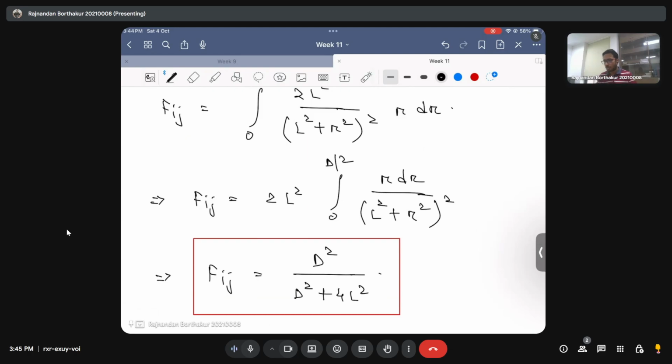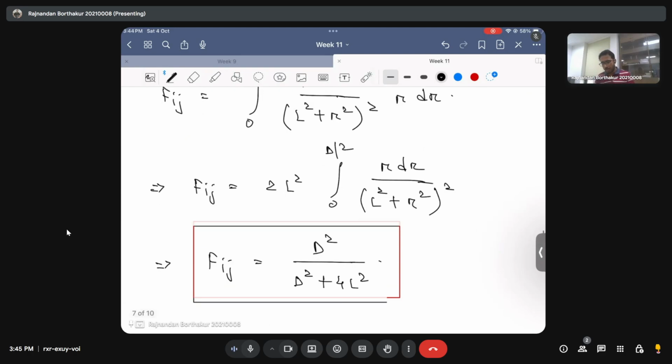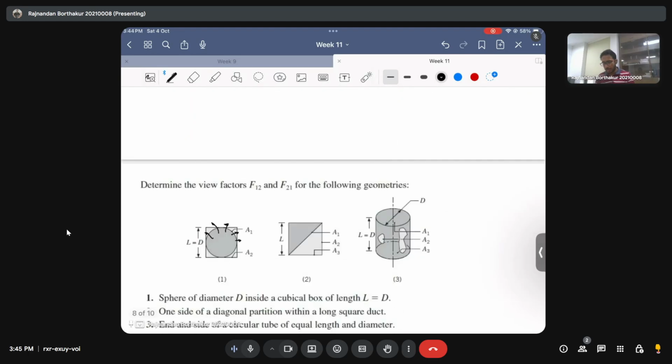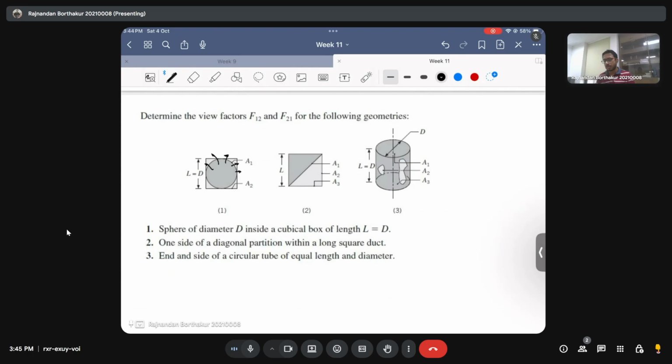Okay, so this is one such example where we have utilized the generic definition of view factor to calculate the quantity Fij, and now we'll look into a different set of numericals, where we will use the other two aspects, the reciprocity relation and the summation rule, to calculate the view factor. Typically in the question, as you can see, we were asked to find the view factors f12 and f21 for the three given sets of geometries.